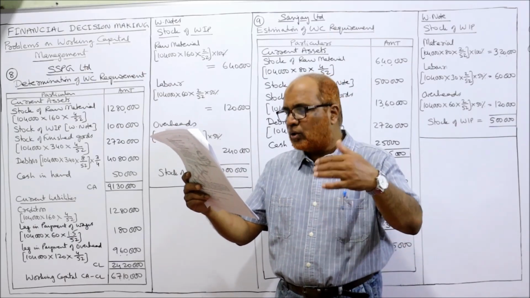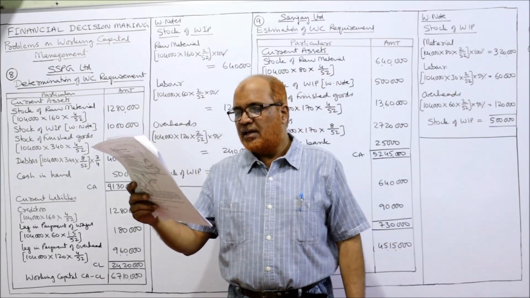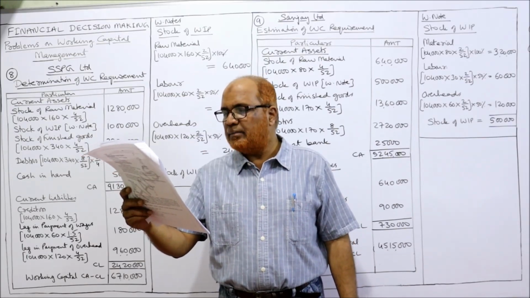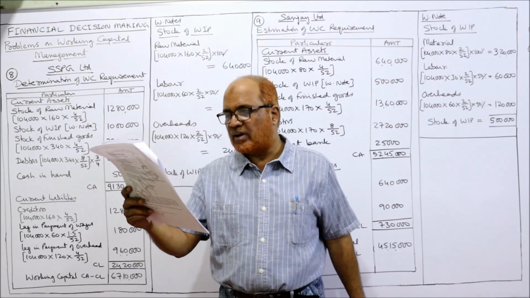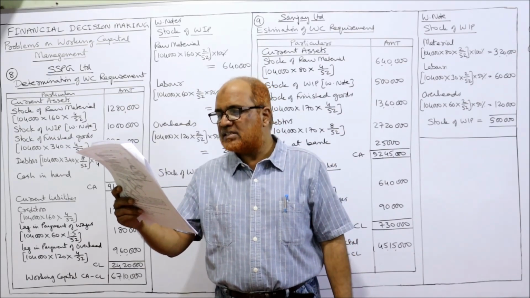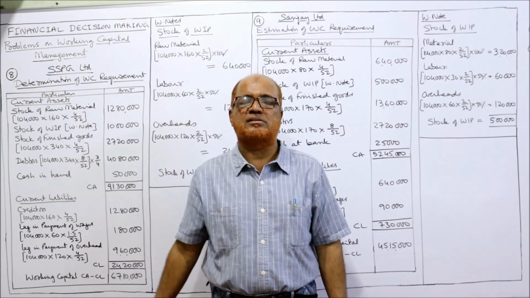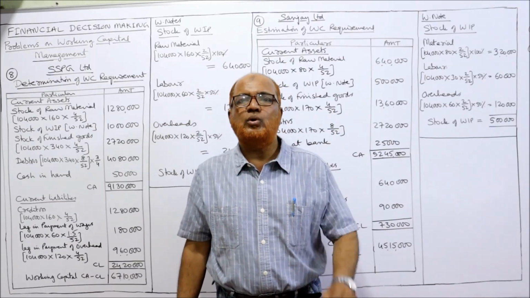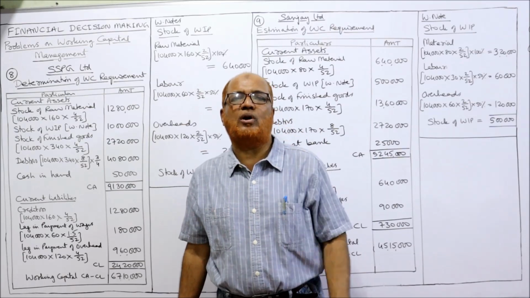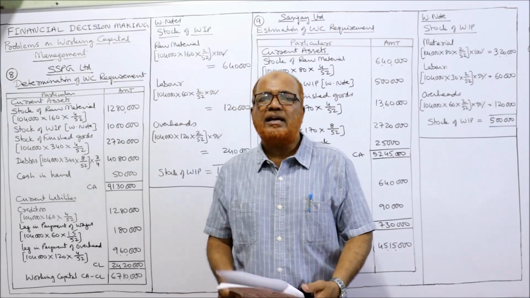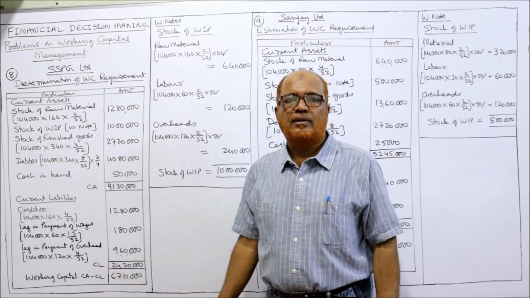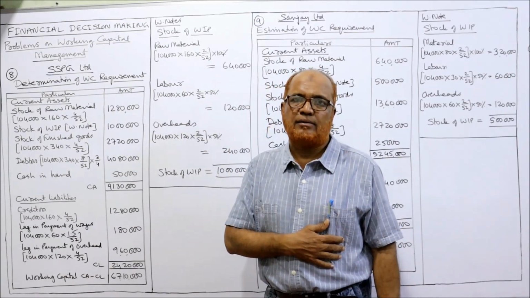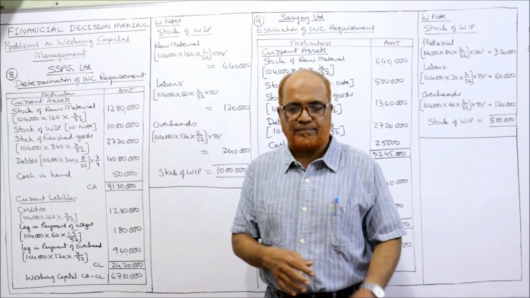And credit allowed to debtor is 2 months. Time lag in payment of wages is 1.5 weeks. Time lag in payment of overhead expense is 1 month. 1/4 of the sales are made on cash basis. So 1/4 of the sales are cash sales. So credit sales are 3/4 of the total sales. So while calculating debtors, we should take 3/4. 3/4 of the sales we should take. We should not take the complete.